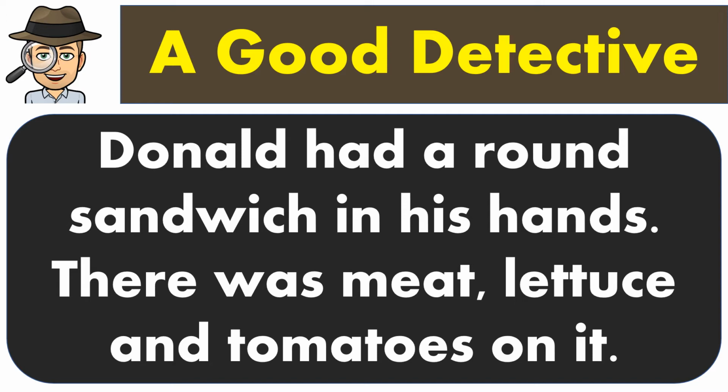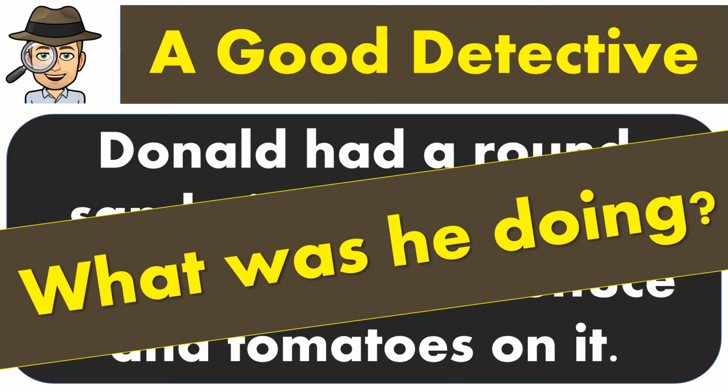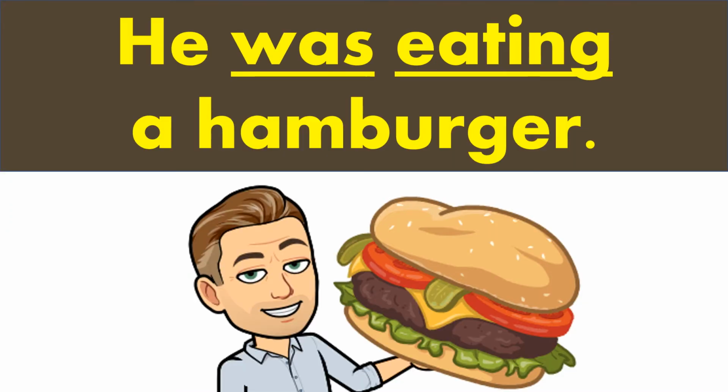Here's the first clue, and read along with me. Donald had a round sandwich in his hands. There was meat, lettuce, and tomatoes on it. What was he doing? Say your answer out loud. Did you say he was eating a hamburger? Say it after me. He was eating a hamburger.